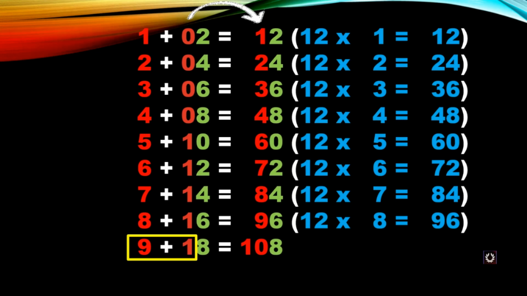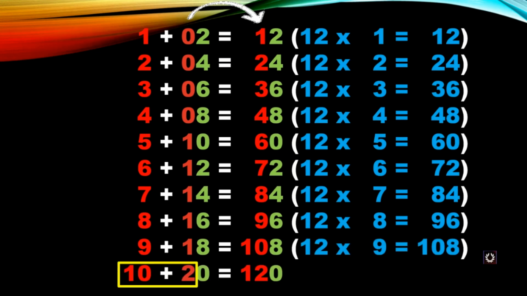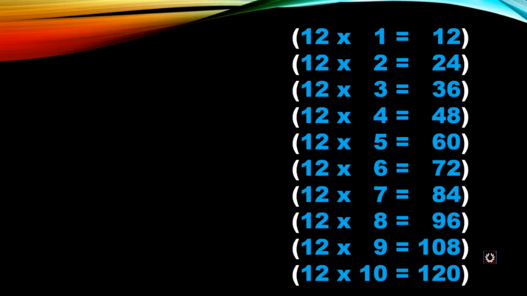And here, 9 plus 1 is 10, so we are getting 108, so 12 nines are 108. And 10 plus 2 is 12, so 120, so we are getting here 12 tens are 120. So children, here we got the trick how to remember the table of 12. Thank you.